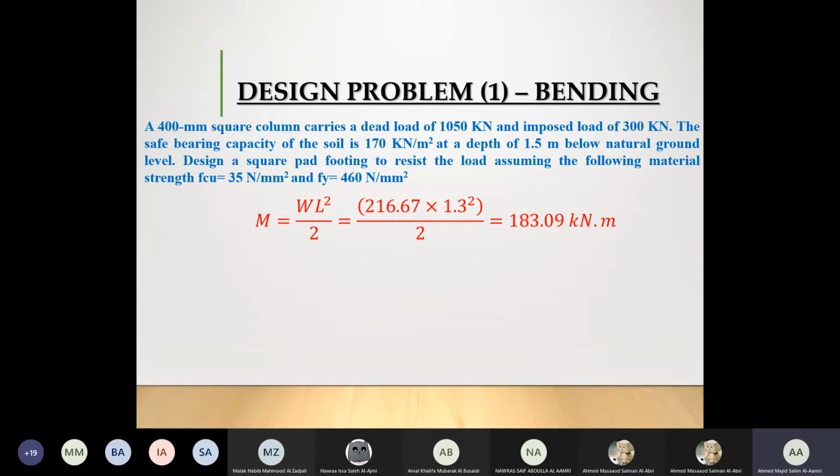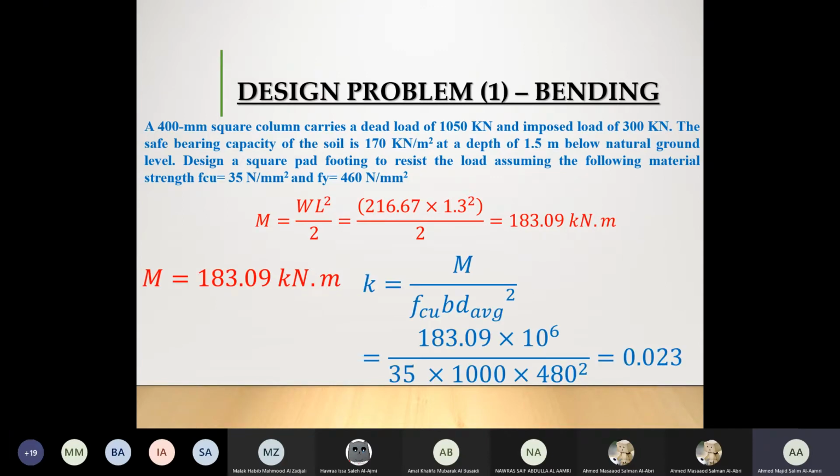Now after the calculation of moment, further steps of calculation of reinforcement will follow, which are exactly similar to whatever you have done in the design of slabs. So we will calculate K, and you can see here wherever there is D, we have used D average. Wherever we have used D, it is going to be D average, and I'm going to explain why when it comes to two-way shear, why we have used D average, not dx and dy.